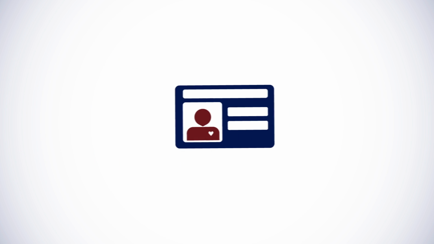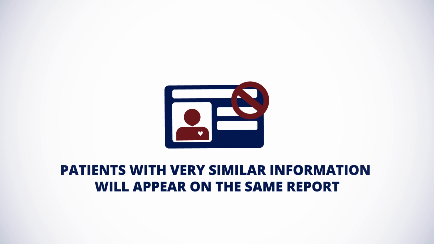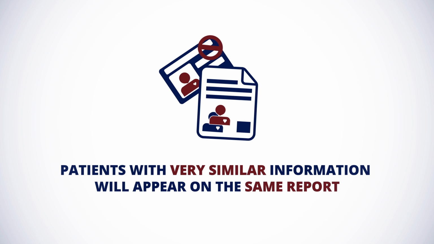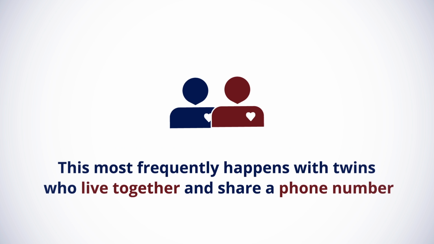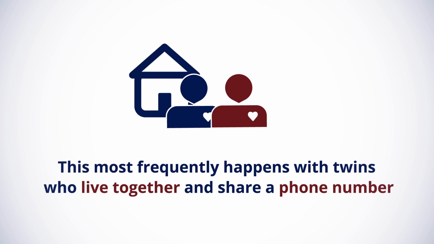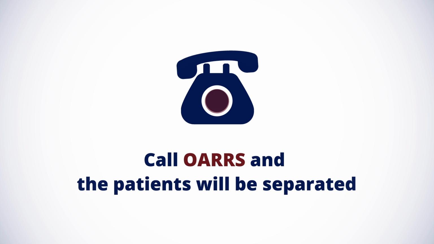Because there is no unique patient identifier, there is a very slight chance that patients with very similar information will appear on the same report. This most frequently happens with twins who live together and share a phone number. When there are multiple patients on one report, call OARRS and the patients will be separated.